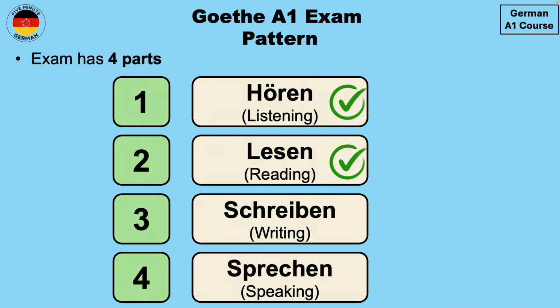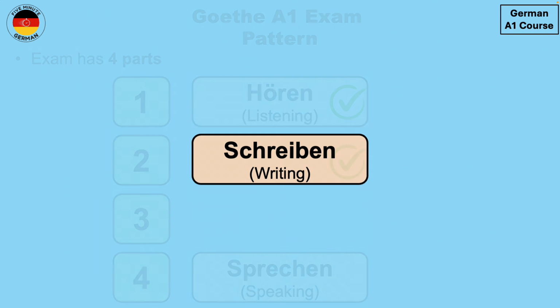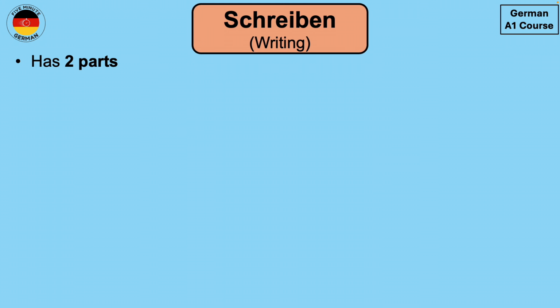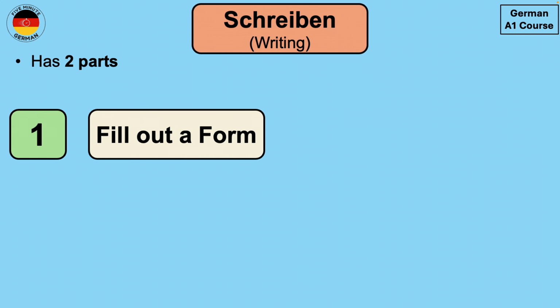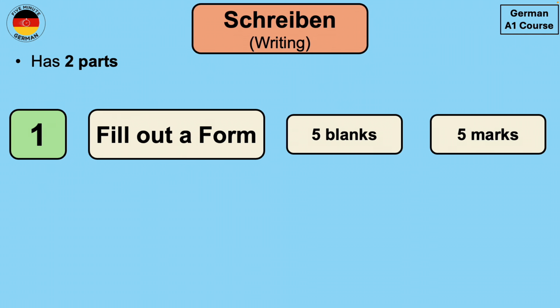Then we go to the third part, which is the writing section or Schreiben. And this has only two parts. So in the first part, you have to fill out a form. So there will be some information or text given to you. So you will read the text and then you have to fill 5 blanks in a form. And each blank is of 1 mark. So 5 marks in total. So let's see an example of this.